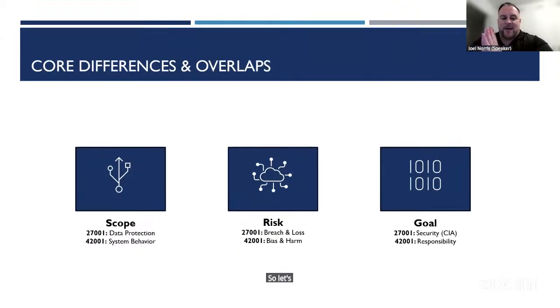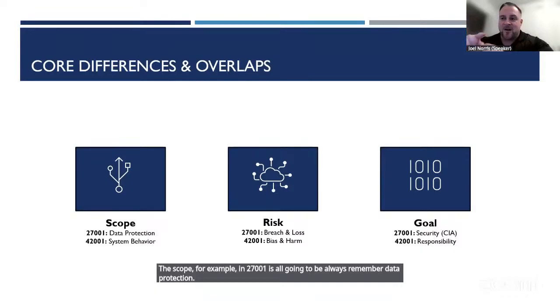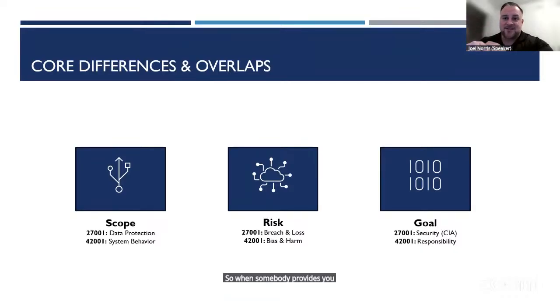So let's think about it this way. When we're looking at the core differences and the overlaps, the scope in 27001 is always, remember, data protection. So when somebody provides you 27001 and says it covers their AI model, no, it doesn't.